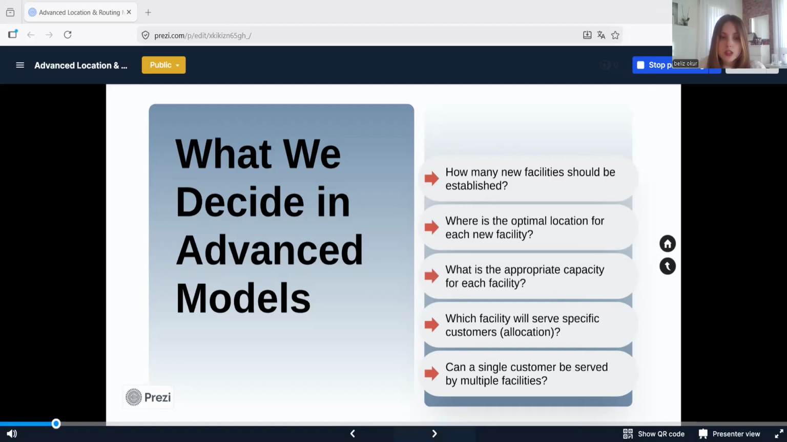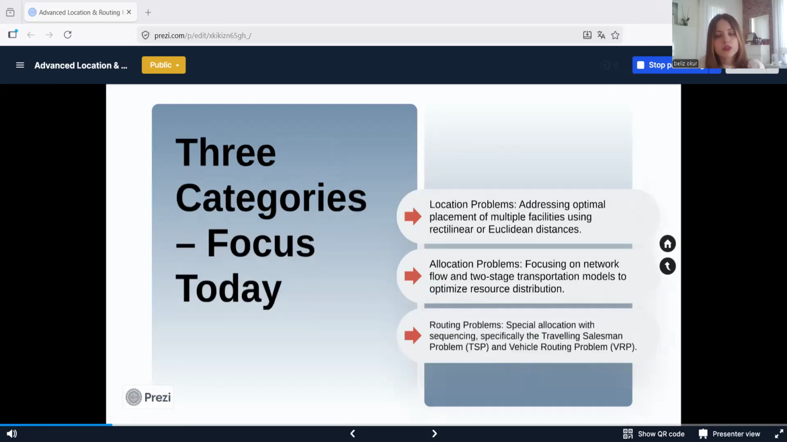To solve this giant puzzle, we break our problems into three main categories: location problems, allocation problems, and routing problems. In location problems, we are putting multiple new buildings on the map. Allocation problems decide how products flow through the network. We will look at the two-stage transportation model for this. And lastly, routing problems plan the exact driving paths for delivery trucks, like the traveling salesman problem or the vehicle routing problem.